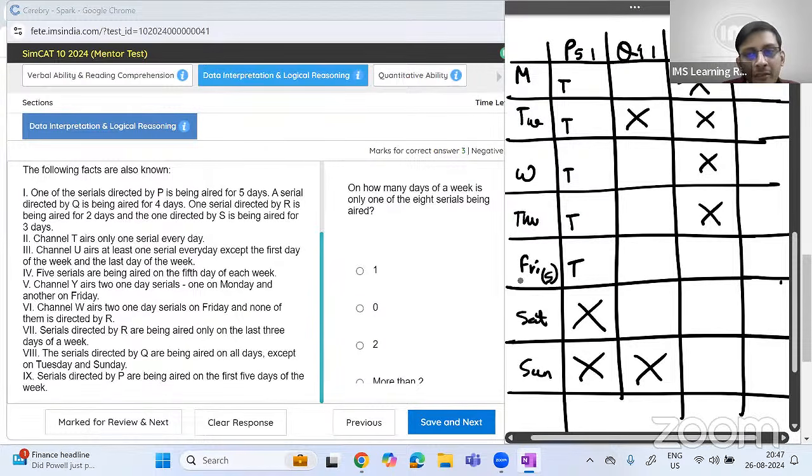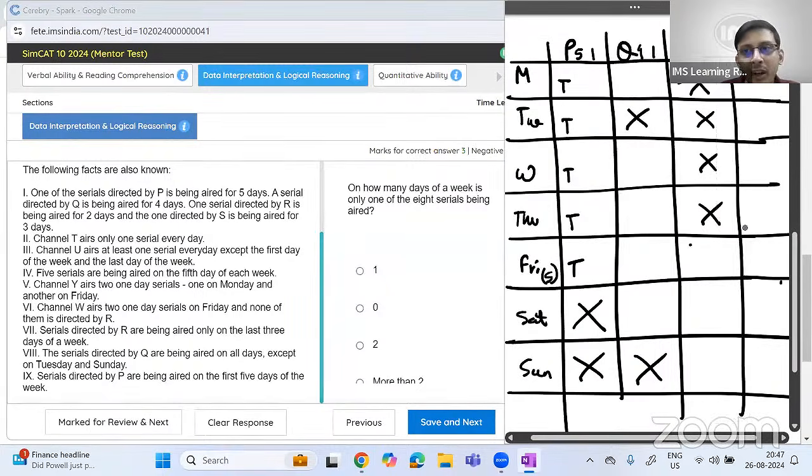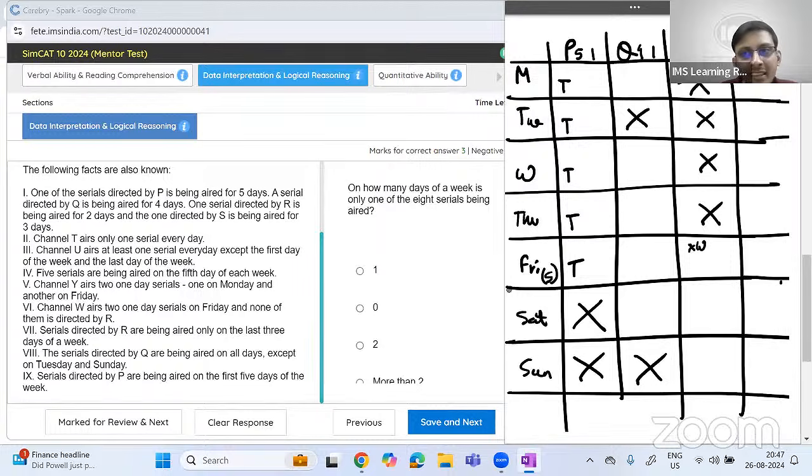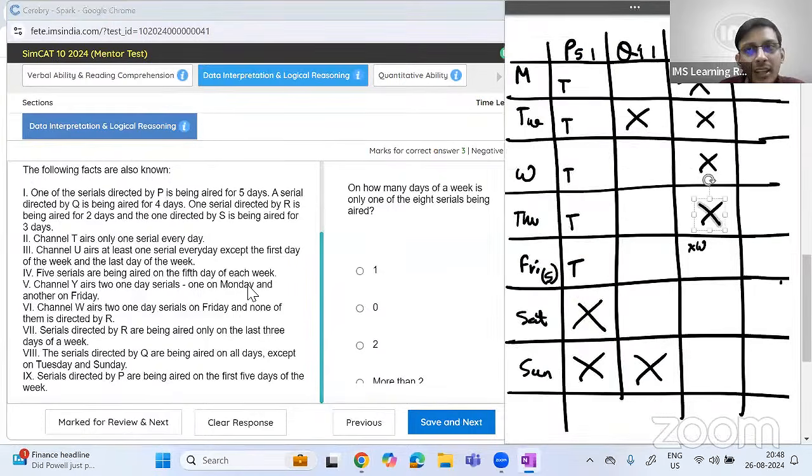T is one of them. We will have 4 other serials. Channel W has two 1-day serials on Friday, and none of them is by R. So whatever we have for R here, we don't have W. But two 1-day serials are there for two other people. Now R is only on the last 3 days. R will need to have something on the last 3 days, and we have a 2 and a 1. Y has two 1-day serials, one on Monday and another on Friday.